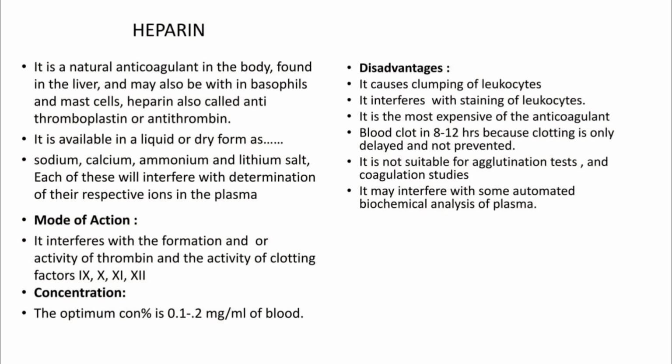The optimum concentration is 0.1 to 2 mg per ml of blood. Disadvantages: it causes clumping of leukocytes, it interferes with the staining of leukocytes, and it is the most expensive anticoagulant. Blood clots in 8 to 12 hours because clotting is only delayed, not prevented. It is not suitable for agglutination tests and coagulation studies. It may interfere with automated biochemical analysis of plasma.